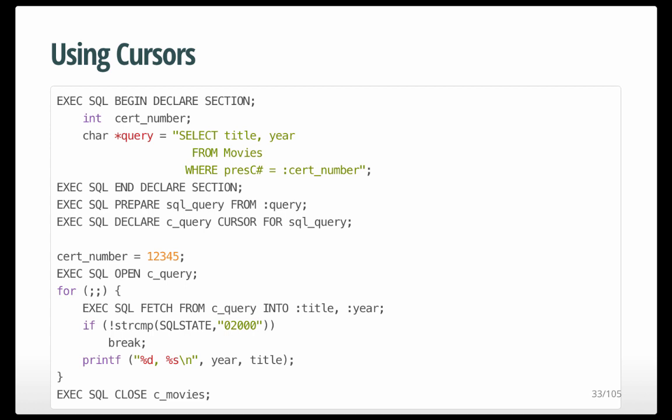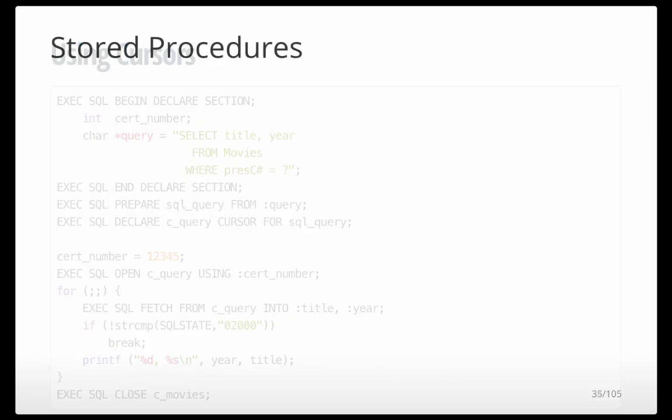Personally, I like having the cert number better simply because if I have more than one parameter, then I would have to say using cert number, comma, the second one. And then you have to remember the order in which those parameters appear. If you use the actual shared variable names, then you don't have to worry about the order. It just gets taken care of for you. But this is actually pretty popular, so I mention it here.